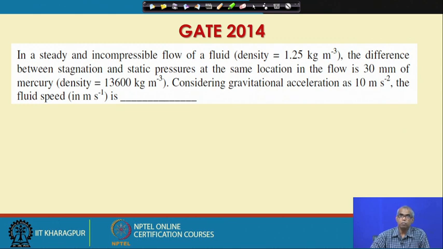This question is also from GATE 2014. In a steady and incompressible flow of a fluid of density equal to 1.25 kg per meter cube, the difference between stagnation and static pressures at the same location in the flow is 30 millimeter of mercury, density is equal to 13600 kg per meter cube. Considering gravitational acceleration as 10 meter per second square, the fluid speed in meter per second, you have to calculate.